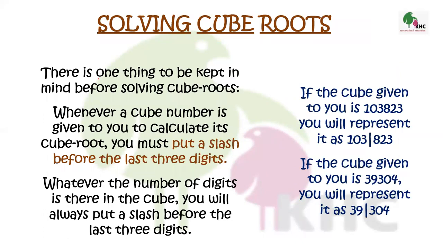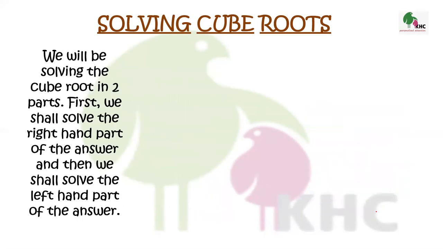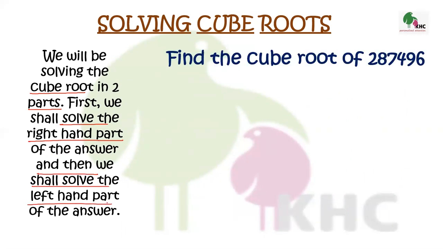While solving, you need to keep one thing in mind, that is to put a slash before the last three digits. For example, if you are given the number 103823, then you put a slash before the last three digits. Whatever the number of digits you have doesn't matter, but you always put a slash before the last three digits. We will solve the cube root in two parts. First, we solve the right hand part, or the units digit, and then we come to the left hand part of the answer.